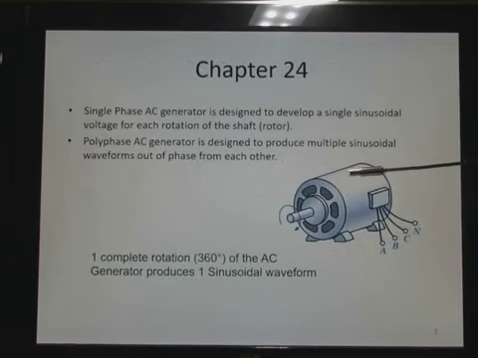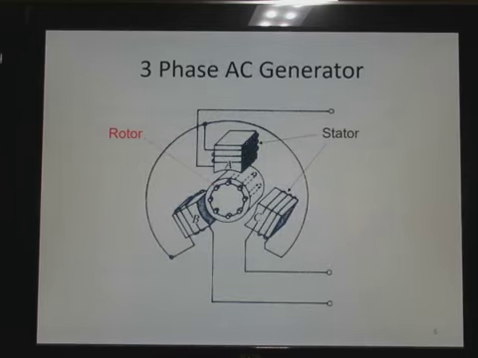This is a generator. Now, these are huge devices if you've ever visited a power plant. One complete shaft rotation, 360 degrees, of an AC generator provides a single sinusoidal waveform. And we're going to concentrate on three-phase systems. The electrical generator here, broken down to the main pieces, has some basic parts. It has a stator and a rotor.